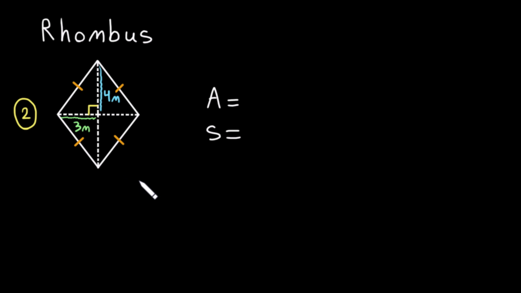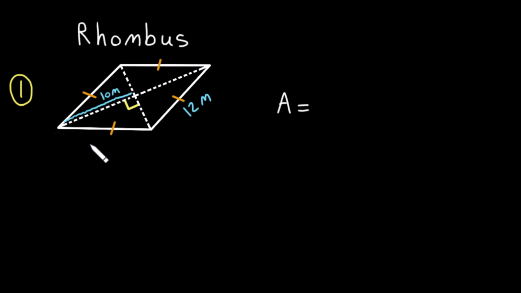These examples will help you understand how to use the area formula and the Pythagorean theorem in a simple and clear way. Let's start with the first example. We have a rhombus with side 12 meters and half diagonal 10 meters. We want to find the area.